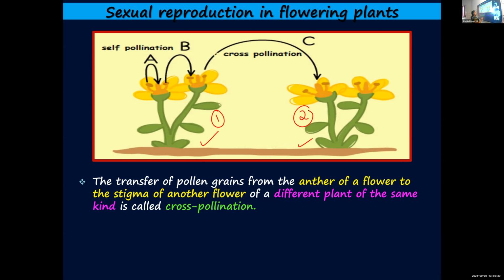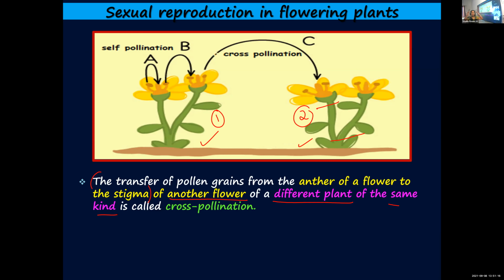Transfer of pollen grains from the anther of a flower to the stigma. I told you till here it is common. Transfer of pollen grains from the anther of a flower to the stigma of another flower. This is another flower of a different plant, a different plant of the same kind. Pollination is not possible from a jasmine flower to a rose flower. Even if pollination happens, it won't be followed by fertilization. It should belong to the same kind. Only then will pollination be effective.